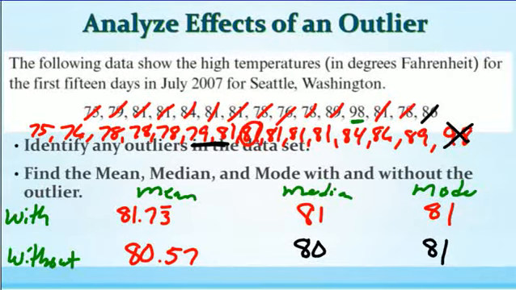So did the outlier have any effect? It did not affect the mode. It affected the median a little bit because now the median is a little bit lower. And it affected the mean, the average. The average is a little bit lower as well. So the outlier can affect the mean and median, but it won't affect the mode.